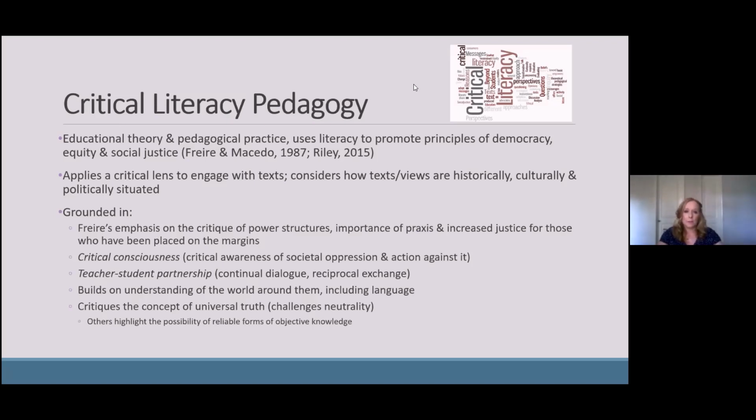And the one thing about critical literacy, it goes back to that idea, it critiques the concept of a universal truth, and it challenges that notion of neutrality. And this one becomes difficult because we do present certain things in a social studies classroom as facts and as a universal truth, but then also thinking about how are those truths positioned based on people's experiences, and how do we differentiate between what is perceived as subjective and what is perceived as objective.